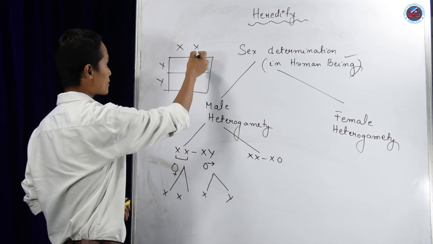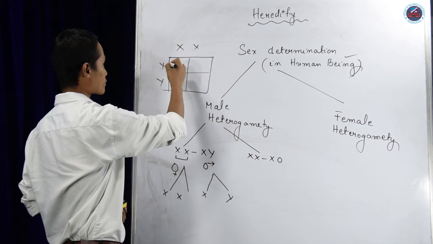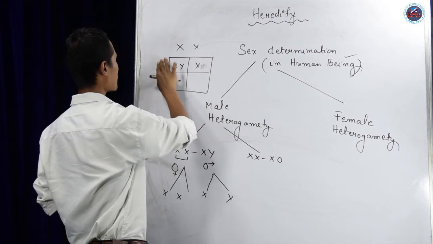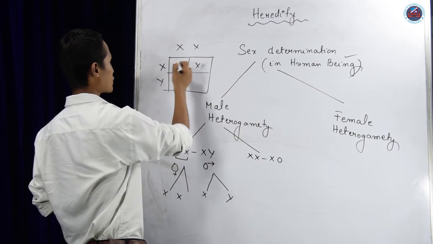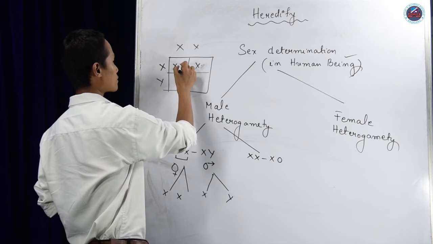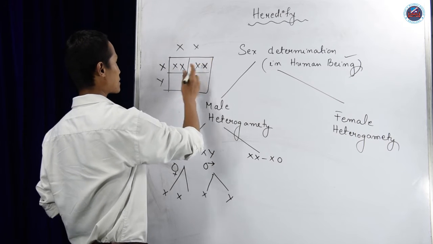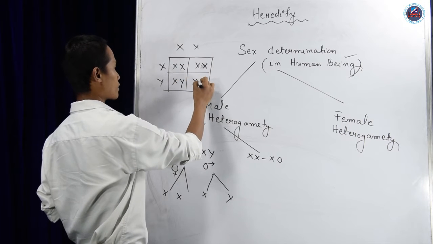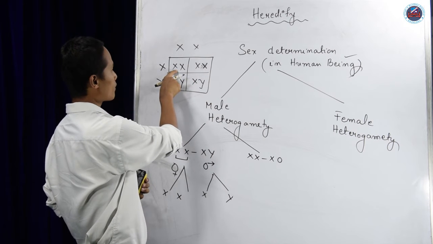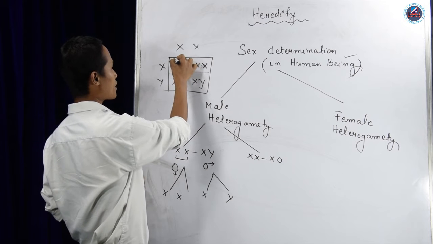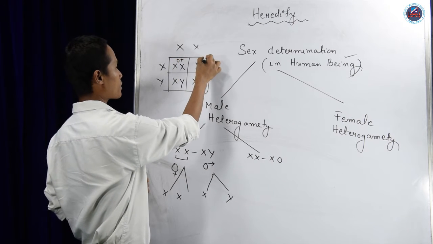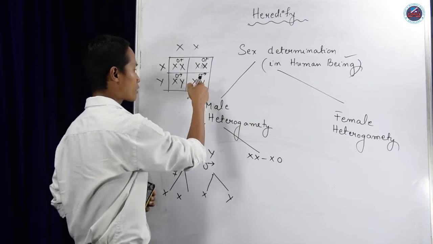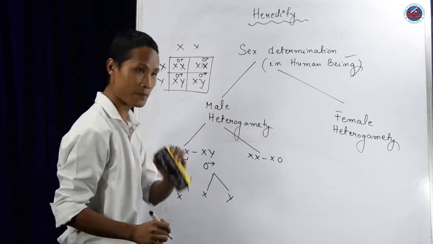So if you see that, what will happen? X and Y, X and Y. Sorry, this is X with Y. So X and X, and X, Y and X, this is XY, so X and X, XY. So this child will be female, this will be female, this will be male, this will be male, because there is a Y gamete, right?